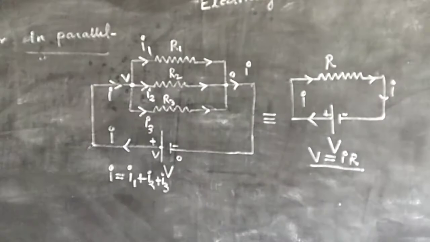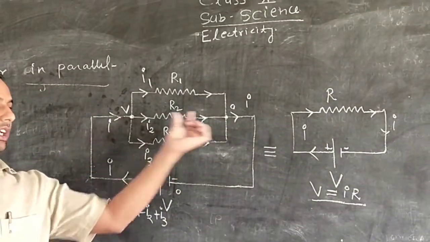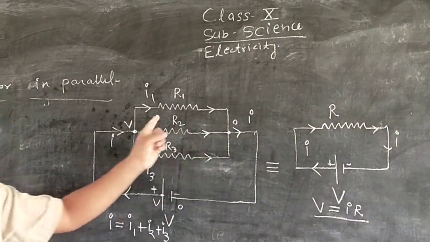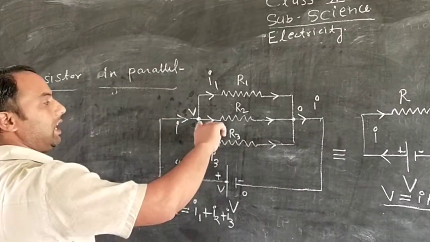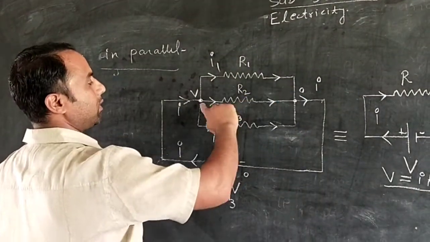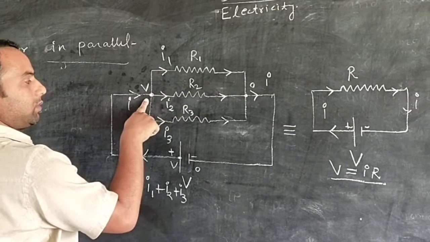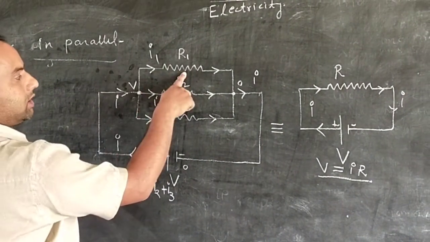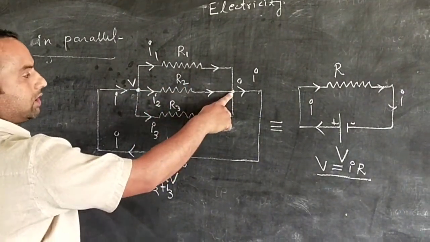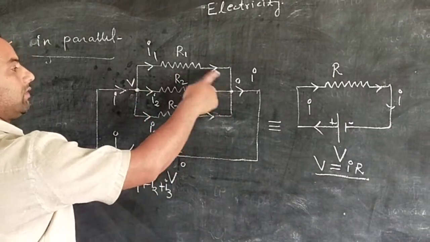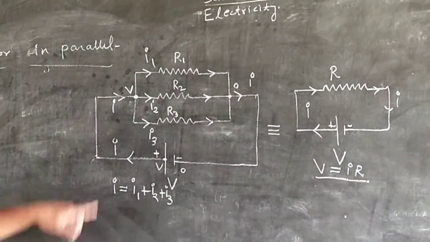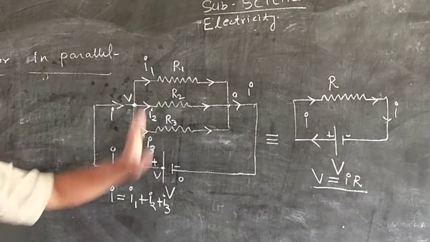And here we can see that here the potential is V and here the potential is 0. If we see that the R1 resistor is passed through this way, here the potential difference is V. This is the resistor R1, and here the potential difference is 0. What is the potential difference across R1? It is V, for V minus 0 is V.